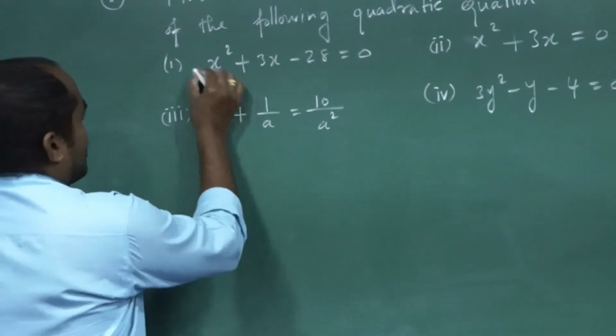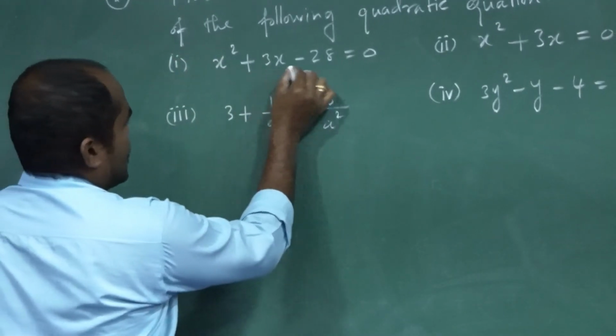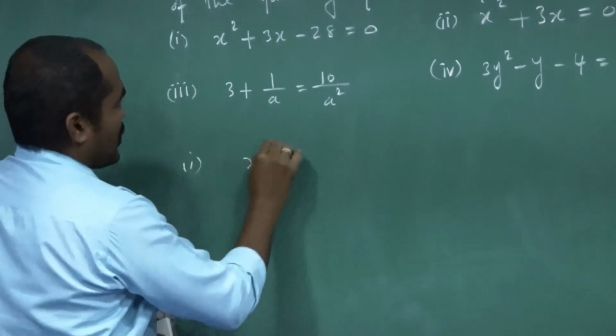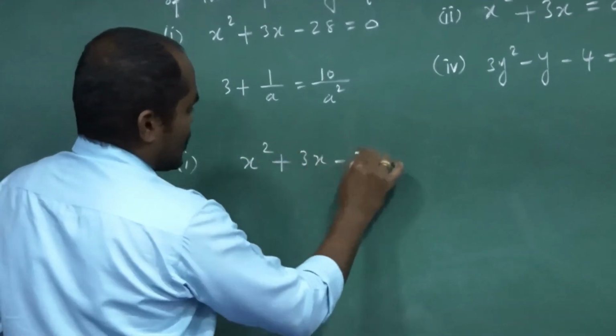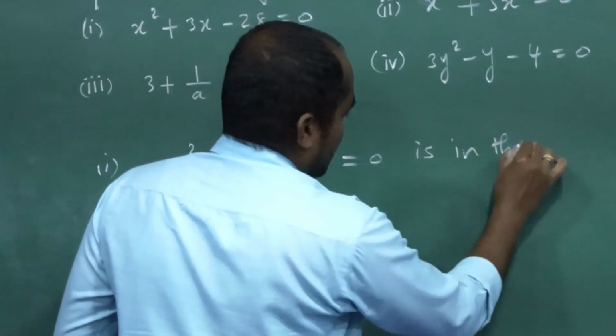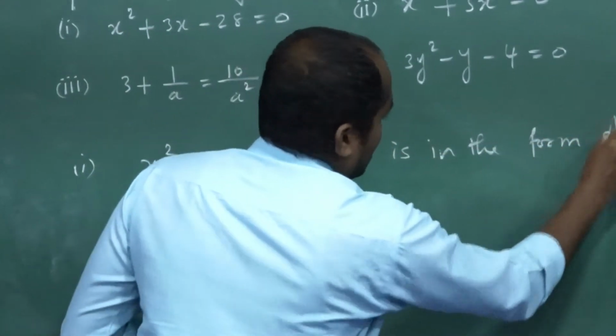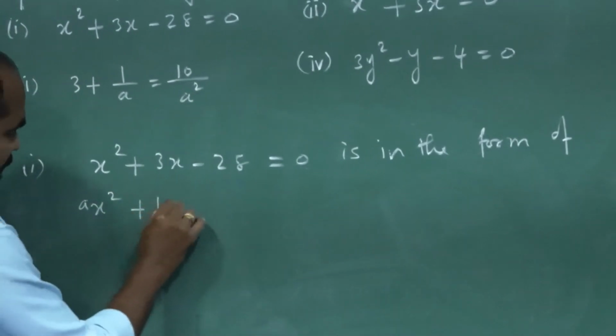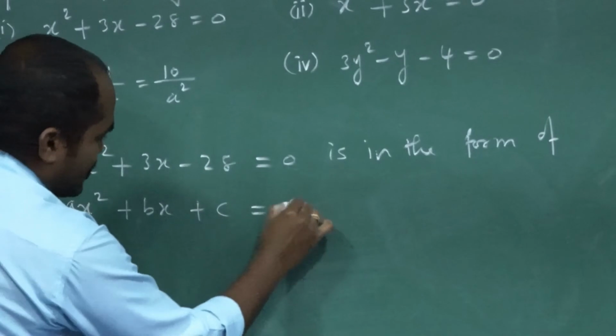So the given equation is x² + 3x − 28 = 0. So for the first question, x² + 3x − 28 = 0 is in the form of ax² + bx + c = 0.